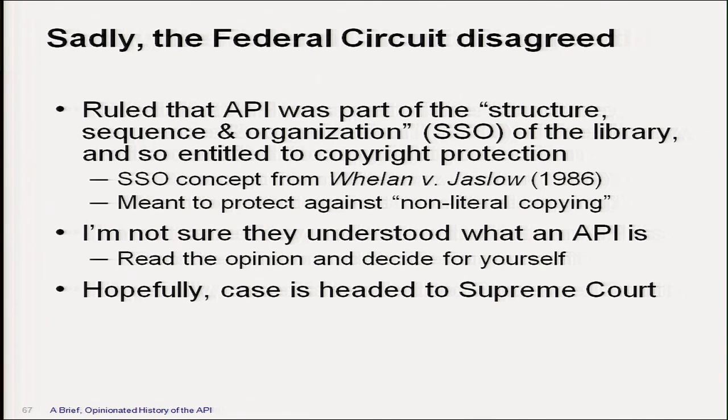Sadly, the Federal Circuit Court disagreed based on an obscure Third Circuit ruling concerning SSO, or structure, sequence, and organization, which is designed to protect against non-literal copying. I don't even know if the Federal Circuit understood what an API meant. You can read their decision and come to your own conclusions. Hopefully, the case is headed to the Supreme Court at this point.